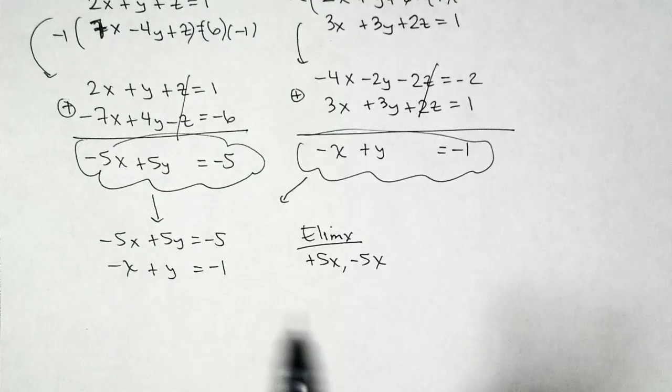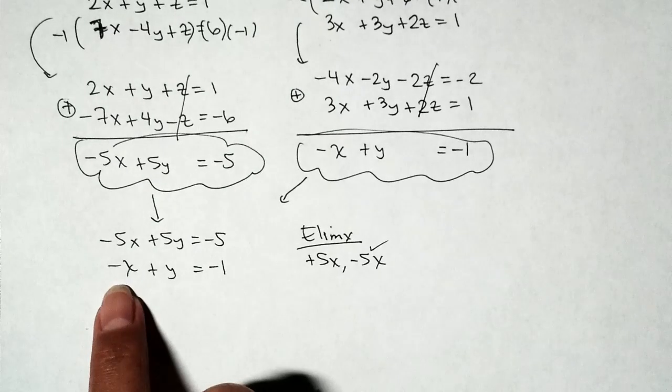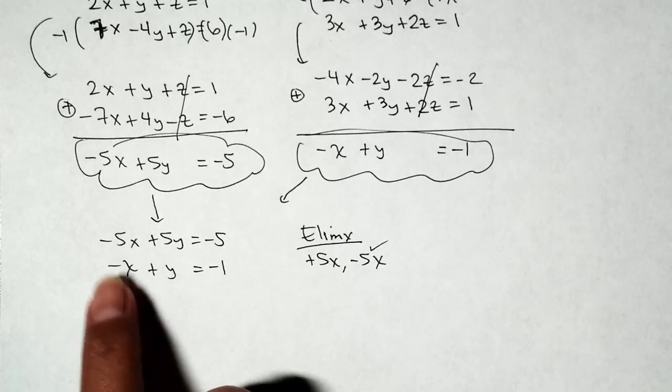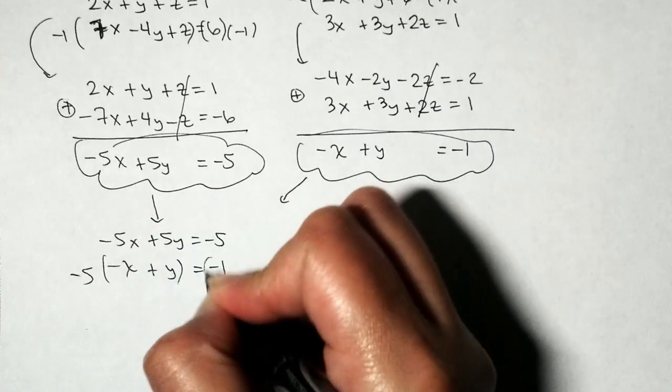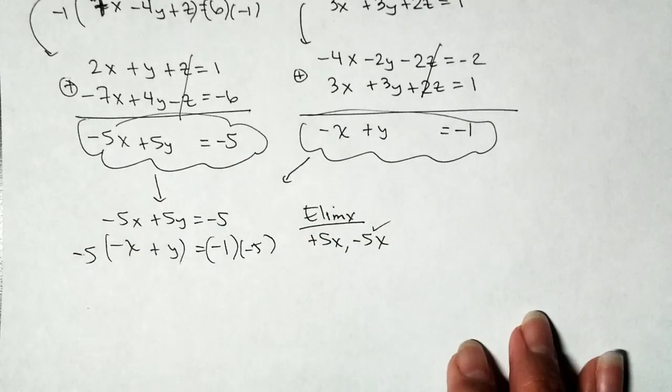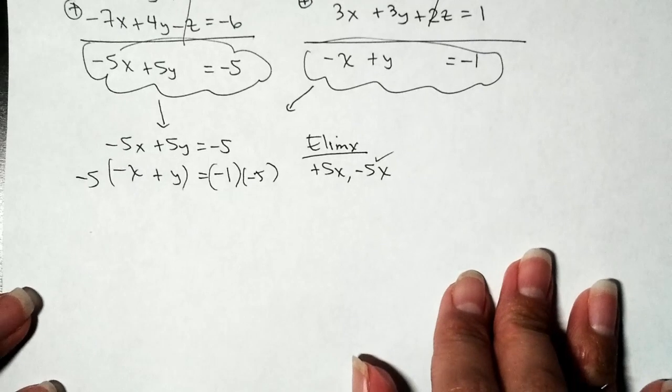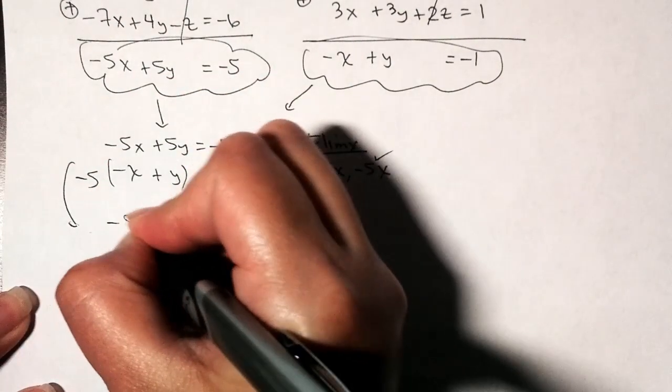We already have a negative 5. To get a positive 5, it's an easy fix. Let's multiply this bottom equation by negative 5. Okay, we're on it. Find x and y and then find z. The top equation was already perfect, so let's go ahead and bring it down.